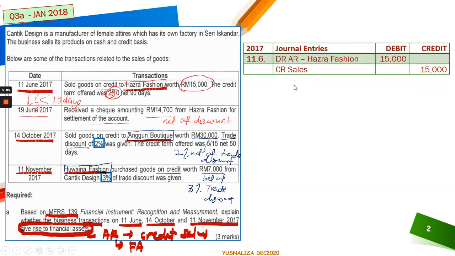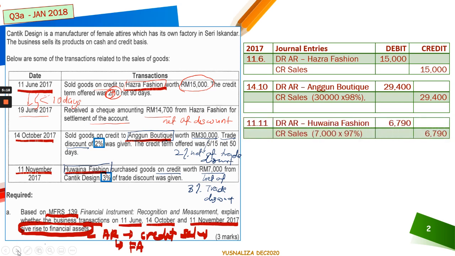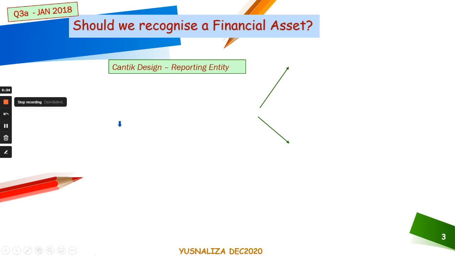So this is just to give you some idea of what the journal entry is. You're not required to do this. I'm just showing this as a bonus answer, where these are the amounts that you will recognize in terms of each sale, right, on the dates 11th of June, 14th of October, and 11th of November for different accounts receivable. But this is our focus. You are asked whether or not it gives rise to a financial asset. So we need to recognize only when there is a financial asset.